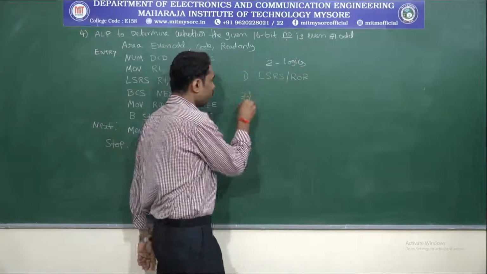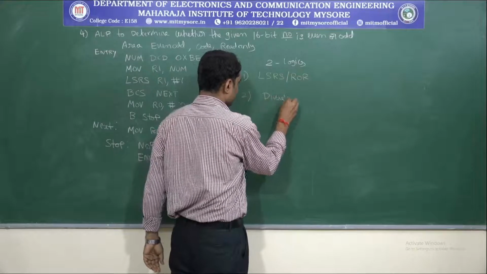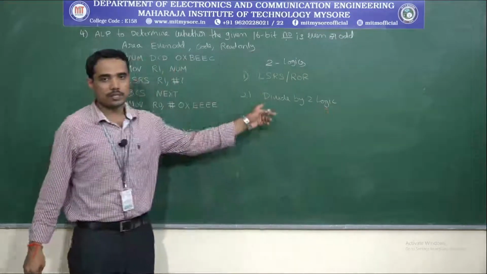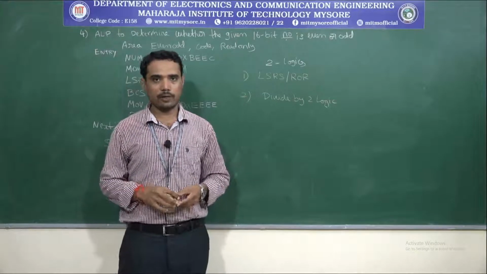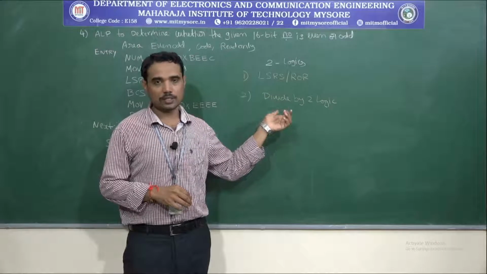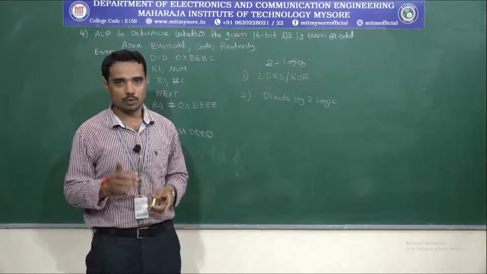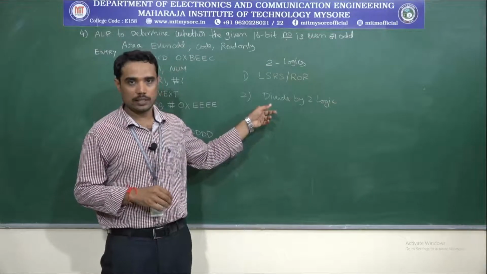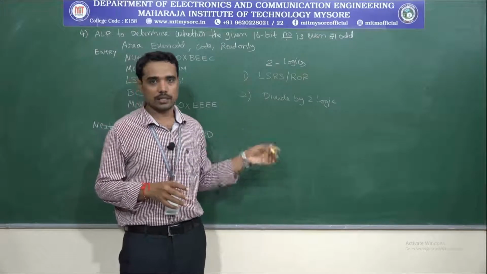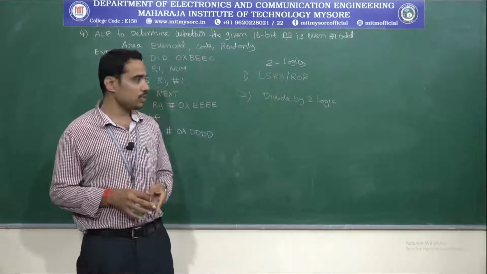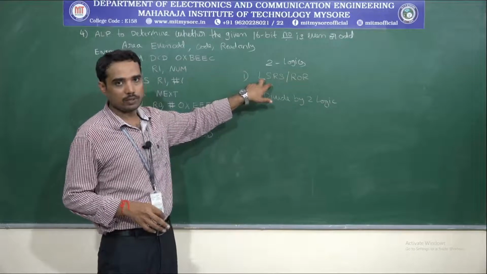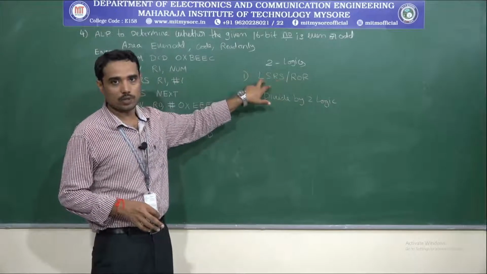The second logic is the divide by 2 logic. What does this logic imply? Here we take a data and use the division operation. We divide the given data by 2 and check the remainder. If the remainder is 1, we conclude that the data is odd. If the remainder is 0, we conclude that the given data is even. For the sake of simplicity, here we are not trying the second logic, the divide by 2 logic. We are working with the first logic, that is, using the shift or rotate instruction.